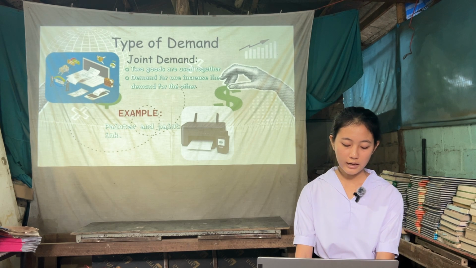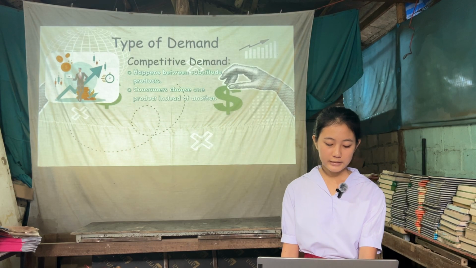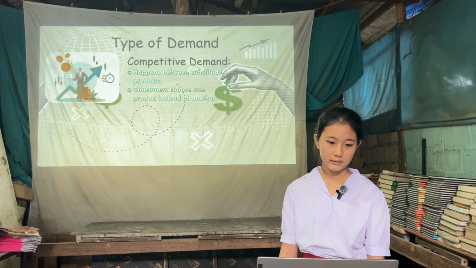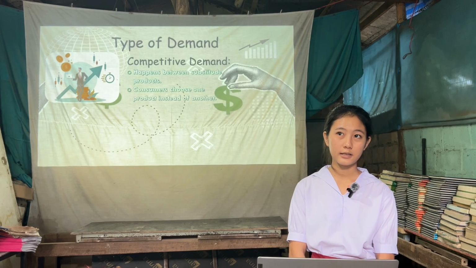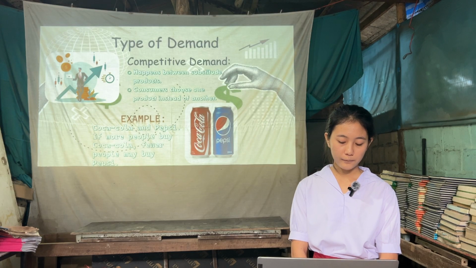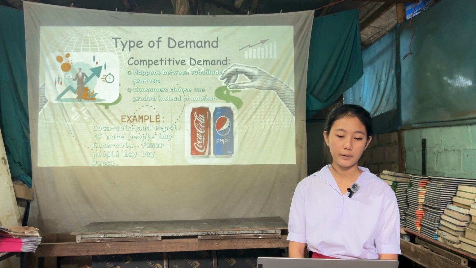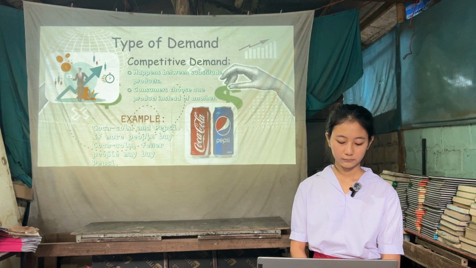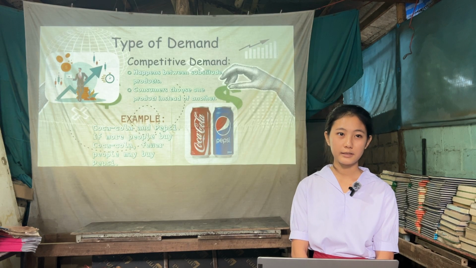And the last type is competitive demand. Competitive demand happens between substitute products. People choose one product instead of another. For example, Coca-Cola and Pepsi. If more people choose Coca-Cola, fewer people may buy Pepsi because they are similar products. Other studies have helped us understand why customers buy different products.